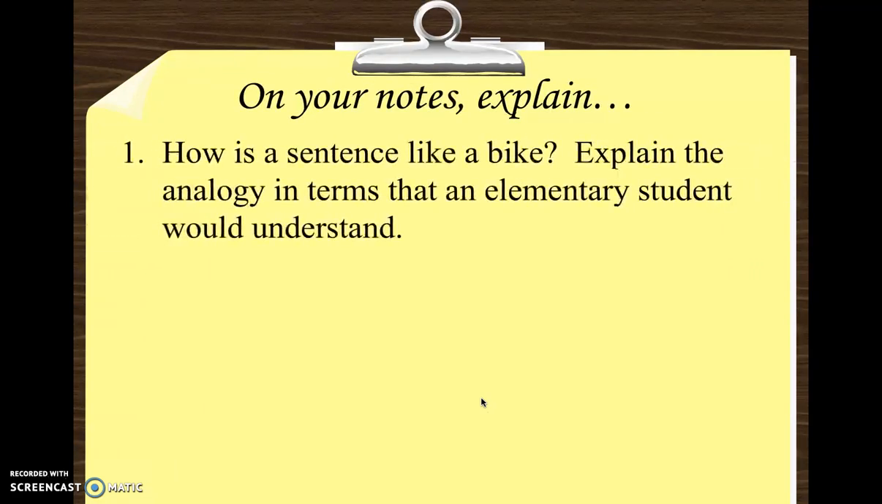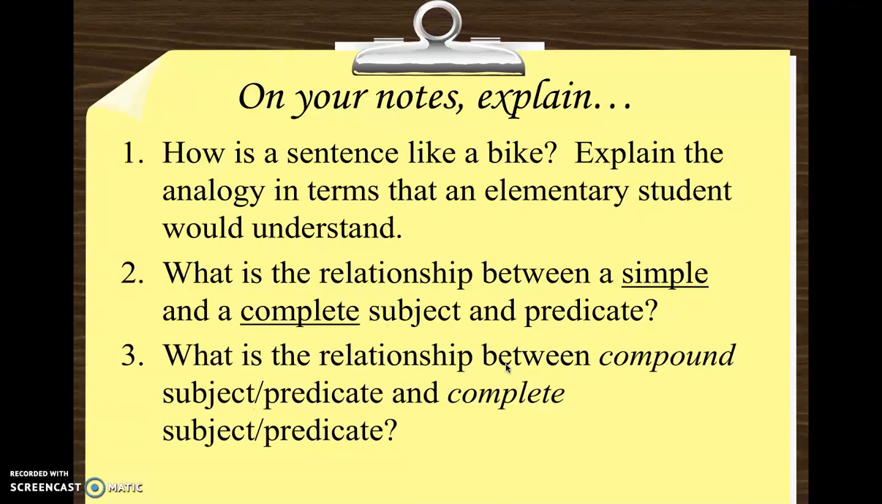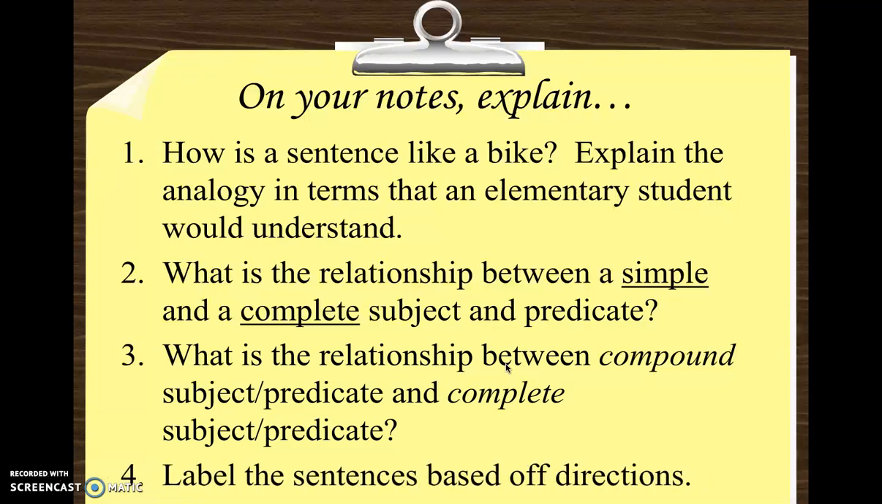So on your notes now, I want you to, in your own words, explain: one, how is a sentence like a bike? Explain the analogy in terms that an elementary student would understand. Two, what is the relationship between a simple and complete subject and predicate? I want you to come up with your own sentence that has different simple and complete subjects and predicates and label it. Three, what is the relationship between a compound subject or predicate and a complete subject and predicate? And four, label the sentence based off the directions. So I've given you some of your own that you are going to label.